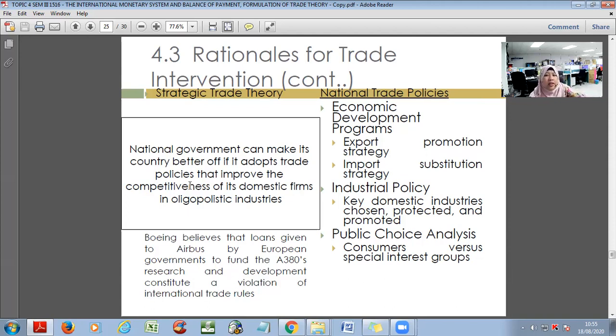So according to the national trade policies, economic development program, we have export promotion strategy, import substitution strategy, and then we do have industrial policy, key domestic industries chosen, protected and promoted, and public choice analysis, consumer versus special interest group. This is about national trade policy towards export and import strategy.